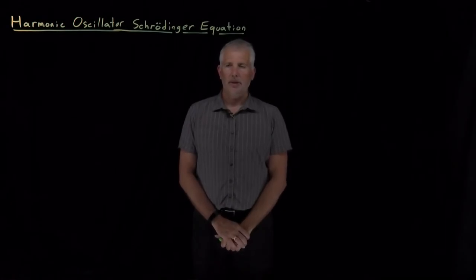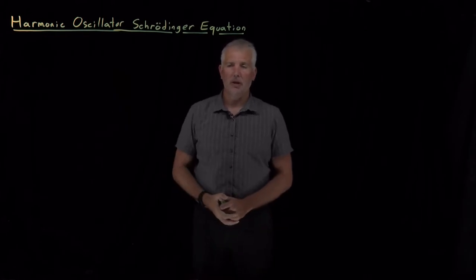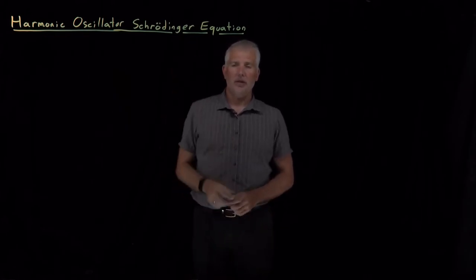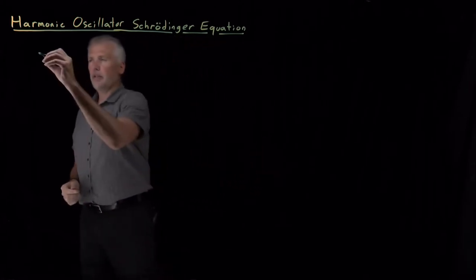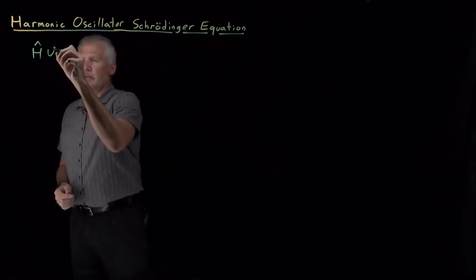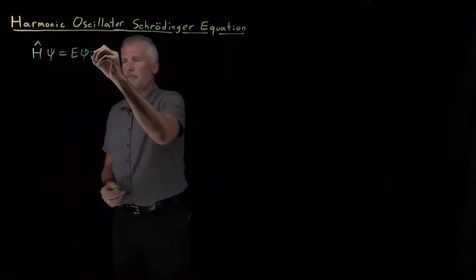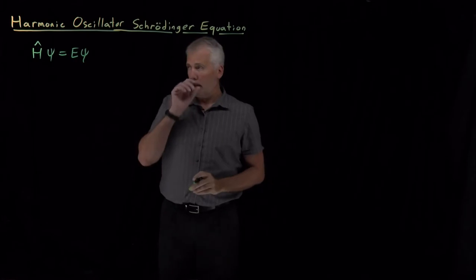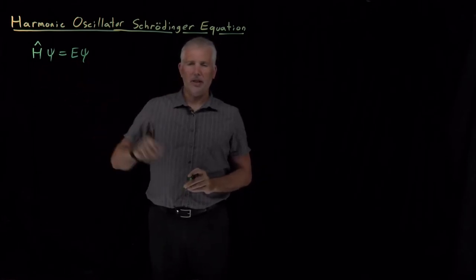Okay, so let's put some pieces together and use our harmonic oscillator model, the potential energy for a harmonic oscillator, and insert that in the Schrödinger equation and begin to solve that quantum mechanical problem. So we know the Schrödinger equation in a couple different forms, a couple different ways of looking at the same equation. Hamiltonian acts on a wave function to give us back an energy times the same wave function.